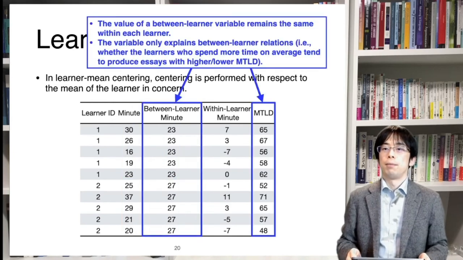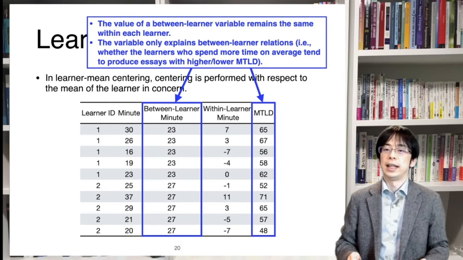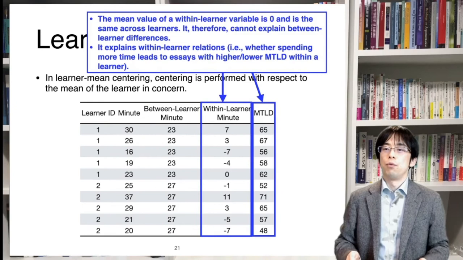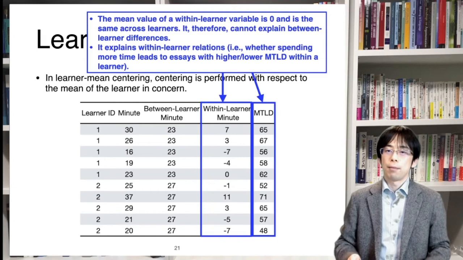Here, notice that the value of a between learner variable remains the same within each learner. So it cannot explain within learner variability. The variable only explains between learner relationships. So whether learners who spend more time on average tend to produce essays with higher or lower MTLD. On the other hand, the mean value of a within learner variable is zero and is the same across learners. So the variable cannot explain between learner differences because there's no difference between learners. The variable, on the other hand, explains within learner relationships. So whether spending more time leads to essays with higher or lower MTLD within a learner.